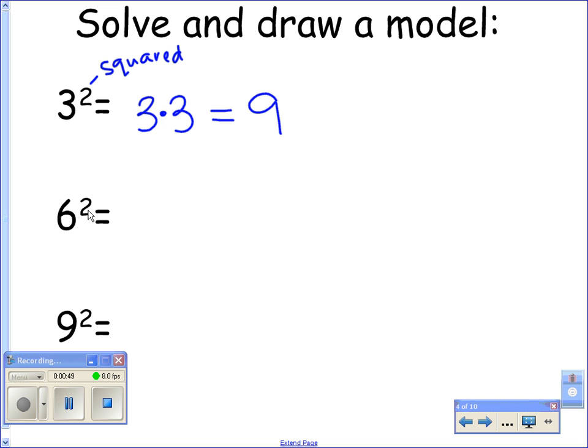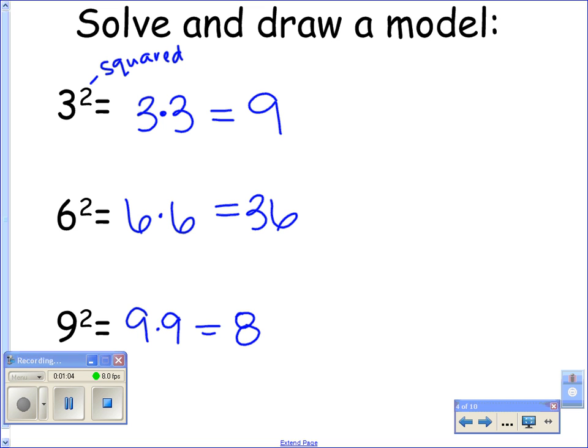So 6 squared is going to be 6 times 6. 6 times 6 is 36. 9 squared would be what? 9 times 9, which is 81.